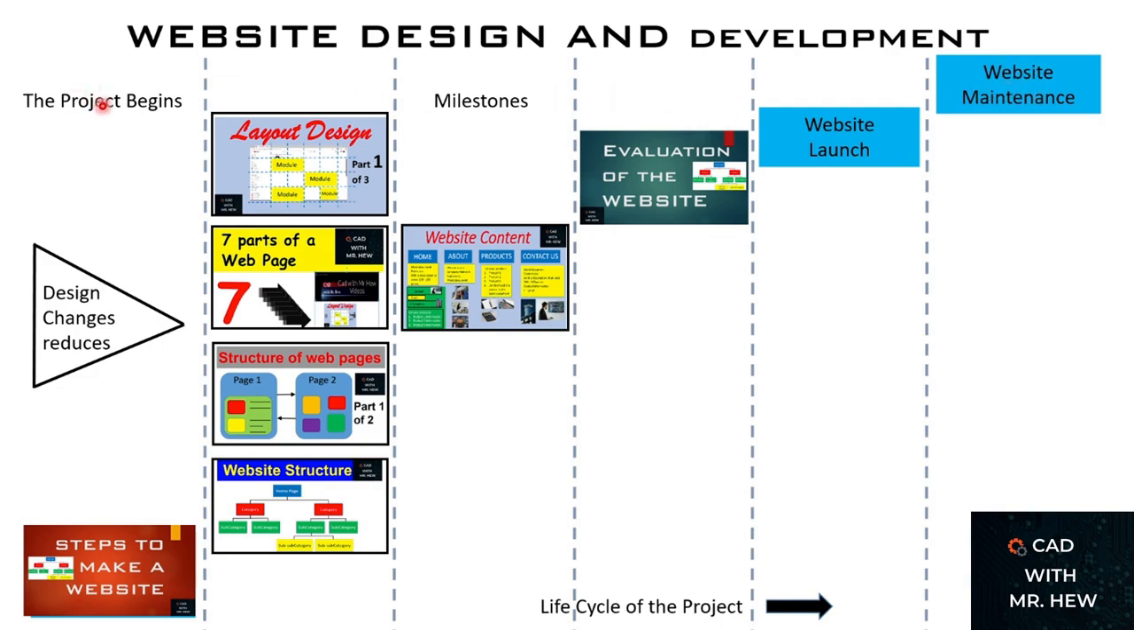Now, the project begins here and these lines represent the different milestones for the project life cycle, right? So these lines could represent days, weeks, months, or years, depending on the size of the website project.